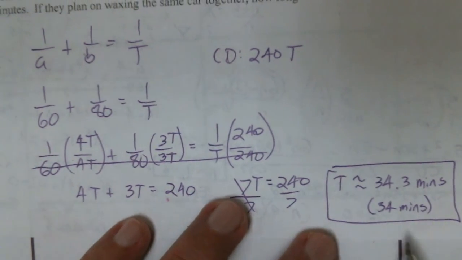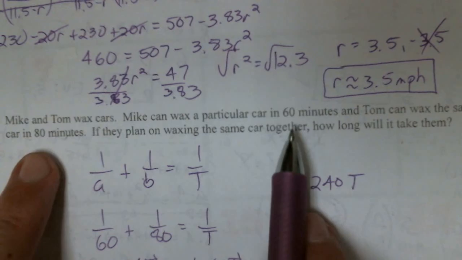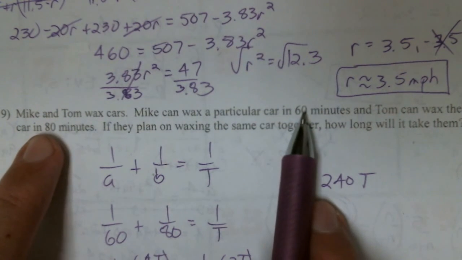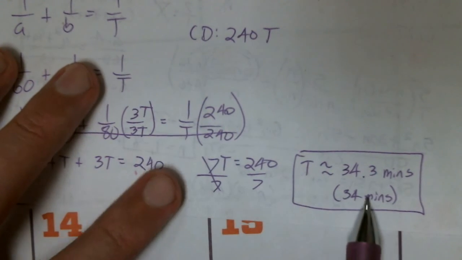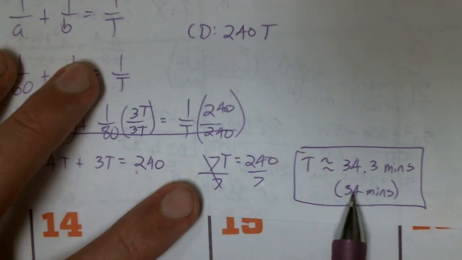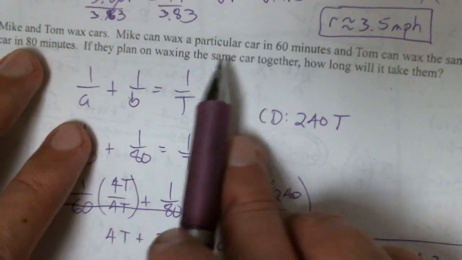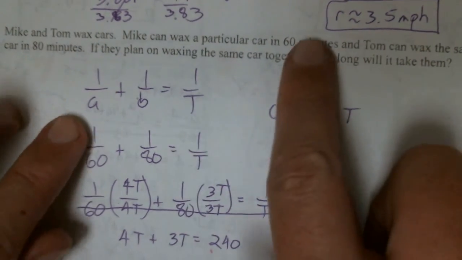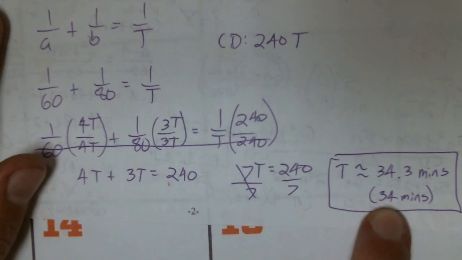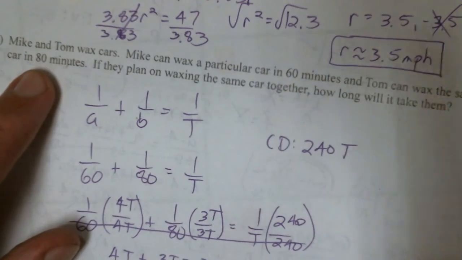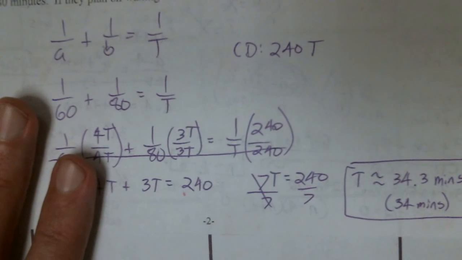So does that make sense? 34 minutes. Well, if you average these two together, 60 plus 80 is 140, that's 70, and divide by 2 for 2 people, that'd be 35 minutes. Remember, we said that this answer is going to be a little bit less than the average of the times divided by 2 because one of them is working faster. And since there's not much of a difference between 60 and 80, I would expect this value to be pretty close to the average of the times divided by 2. So that's a good little gut check for you.